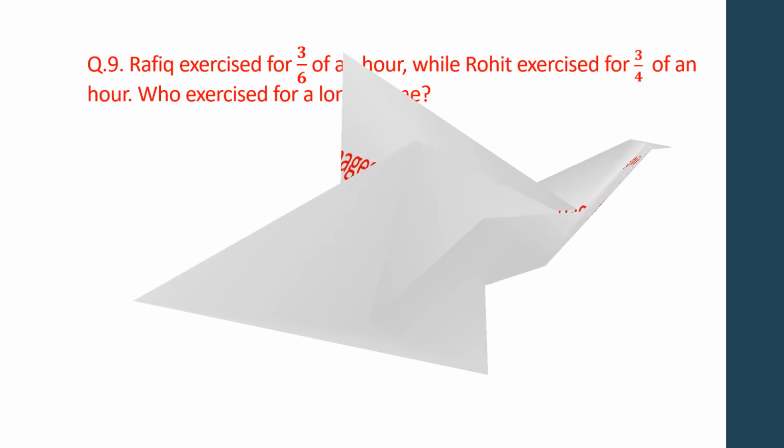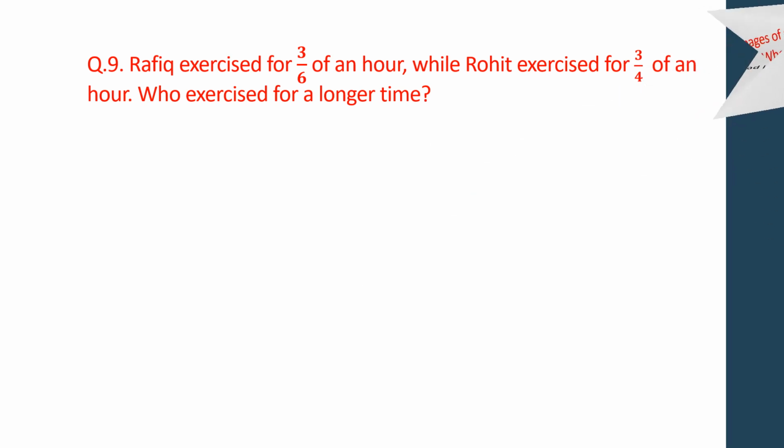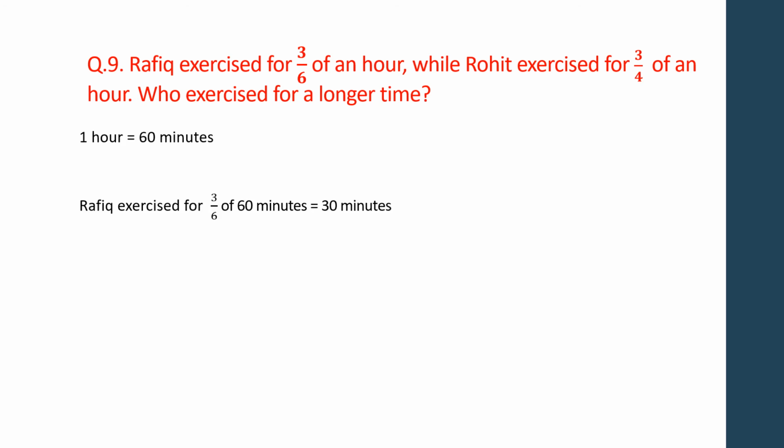Question number 9. Rafiq exercised for 3 by 6 of an hour while Rohit exercised for 3 by 4 of an hour. Who exercised for a longer time? 1 hour is equal to 60 minutes. Rafiq exercised for 3 by 6 of 60 minutes. It means 30 minutes. How 30 minutes?